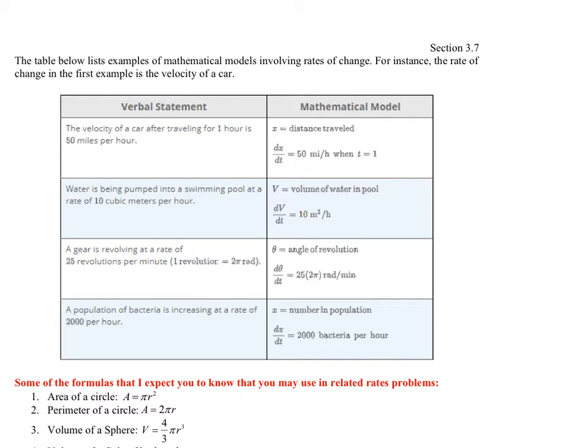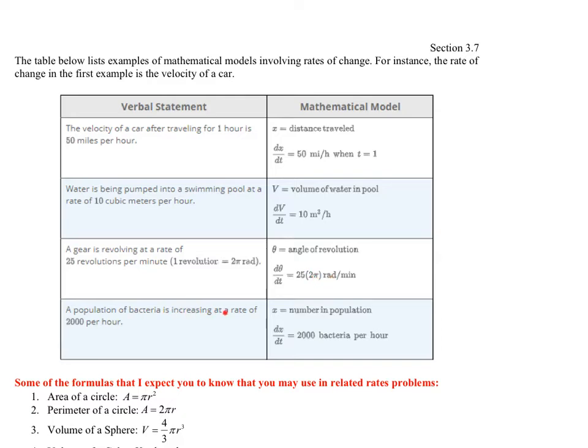It's 10. A gear is revolving at a rate of 25 revolutions per minute. And then it says 1 revolution equals 2 pi rad. So 2 pi in terms of radians, okay? So if theta is the angle of revolutions, then it's giving you d theta dt is 25 times, well, we need 1 revolution, which would be 2 pi rad per minute.